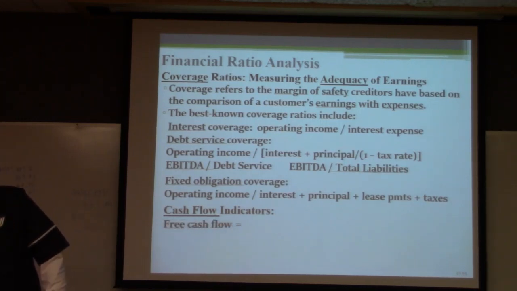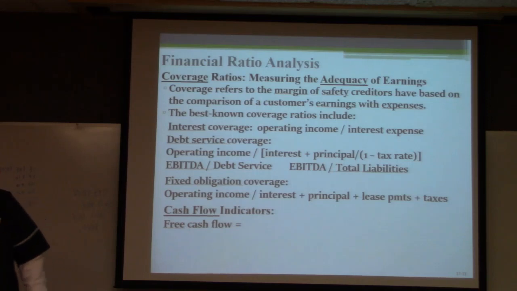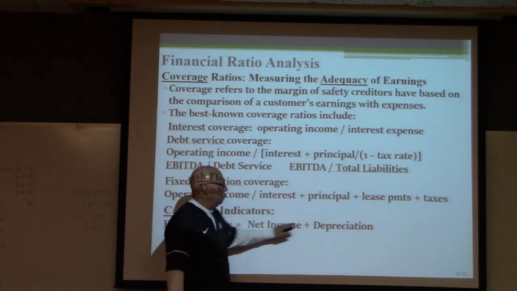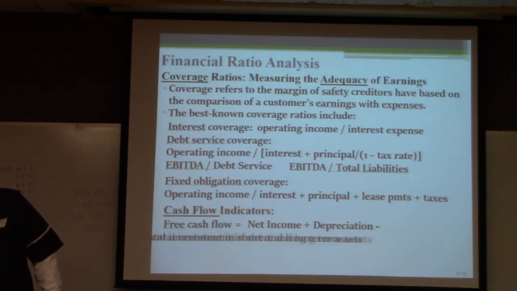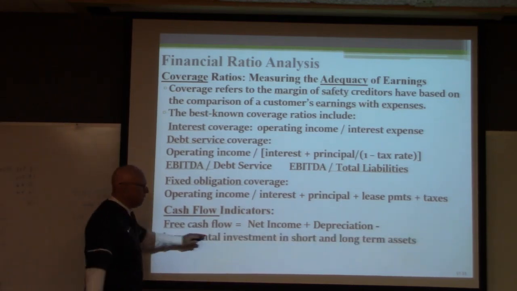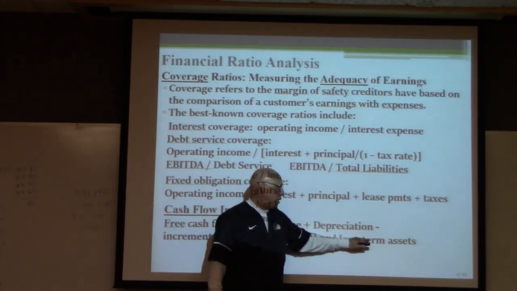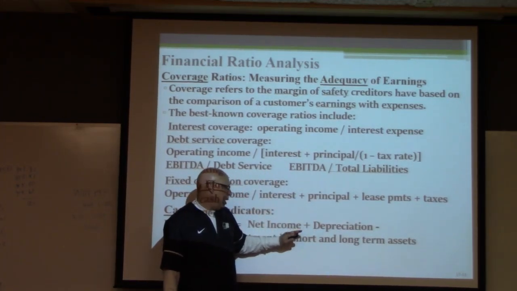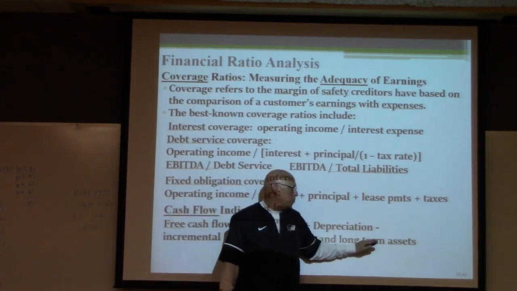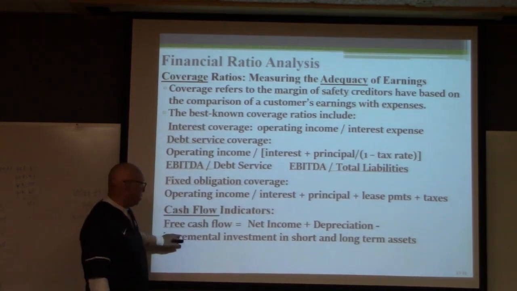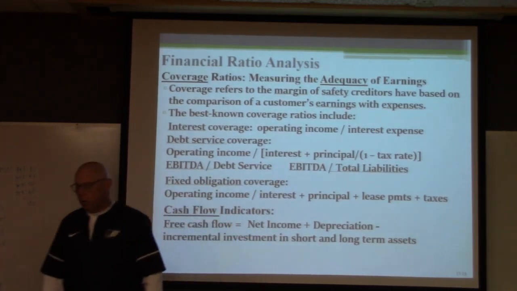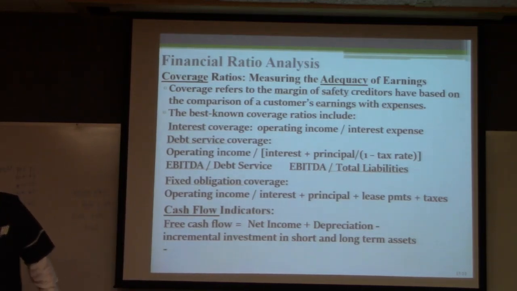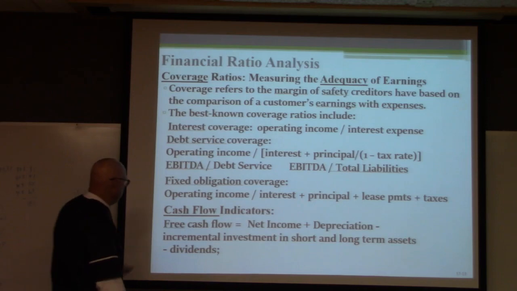Then the best known cash flow indicator is free cash flow. For free cash flow, we take cash flow from operations, which is net income plus depreciation, and then subtract out the incremental investment that companies have to make in short and long-term assets. This is primarily accounts receivable, inventory, and property, plant, and equipment. This is money that's got to be spent. This is money that's generated. This is money that's spent, and also dividends come out of there. So this is free cash flow.